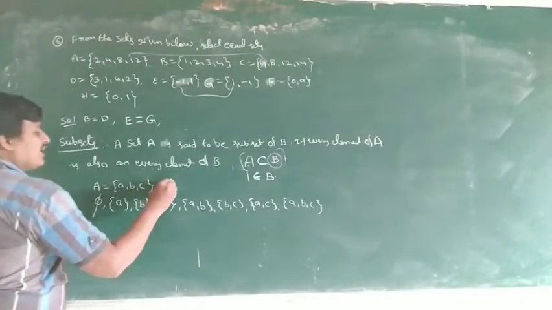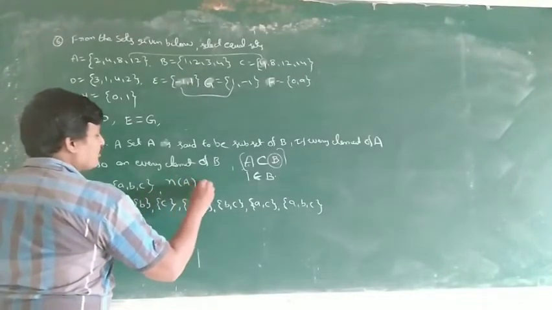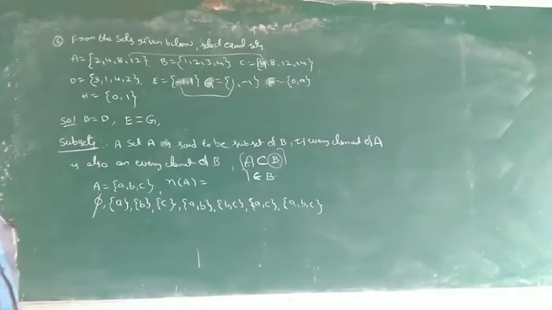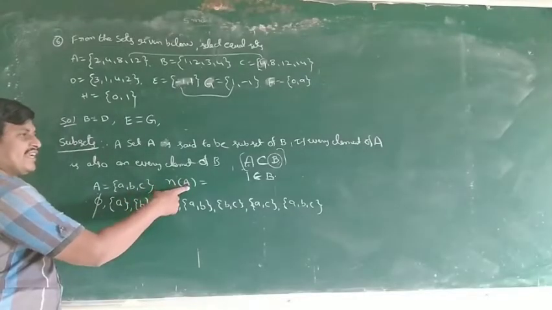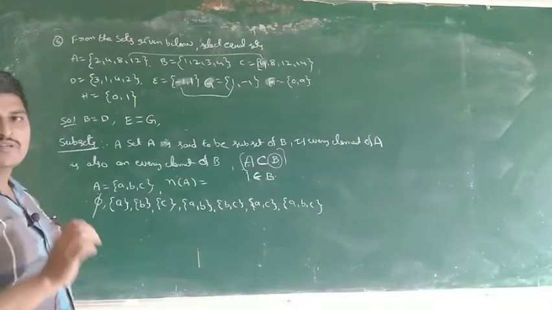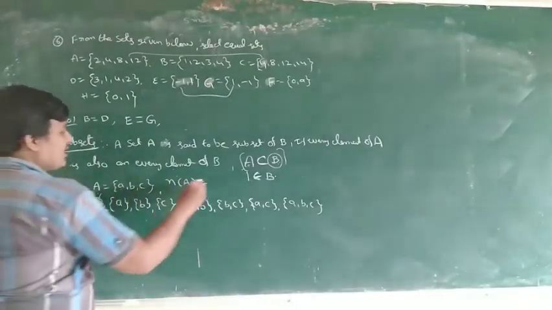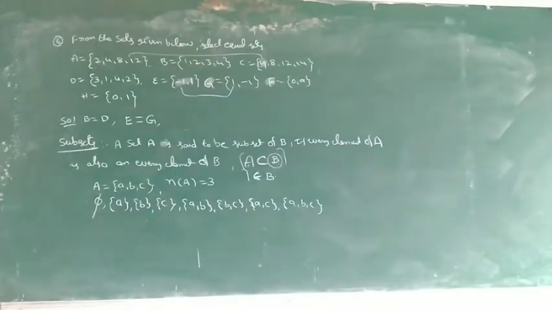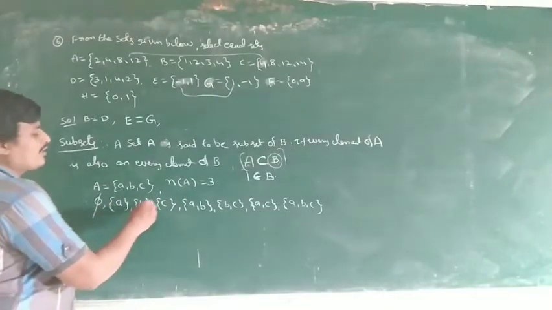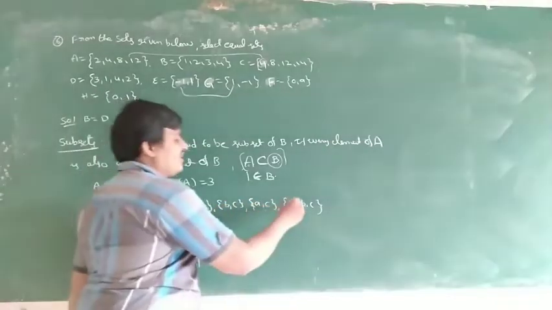n(A) is equal to, what is the meaning of n(A)? The number of elements in set A.